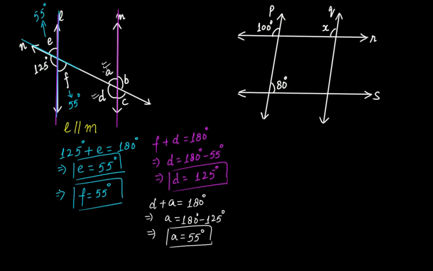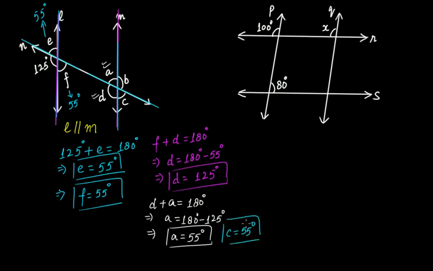Now again, if you look here, focus on these two lines, this line and this line. A and C are vertically opposite angles. If A and C are vertically opposite angles, therefore A is equal to C. If A is 55 degree, then C will also be 55 degree.